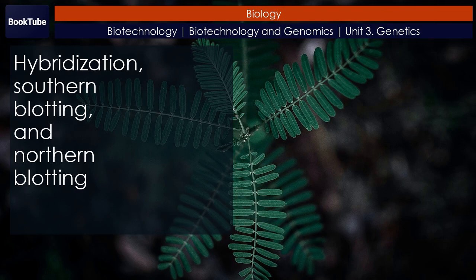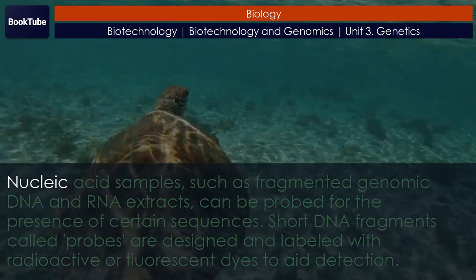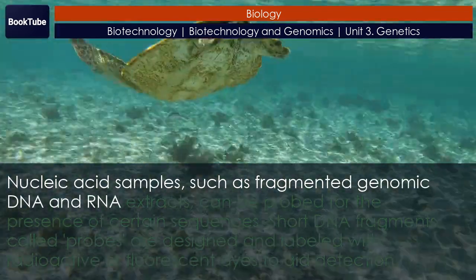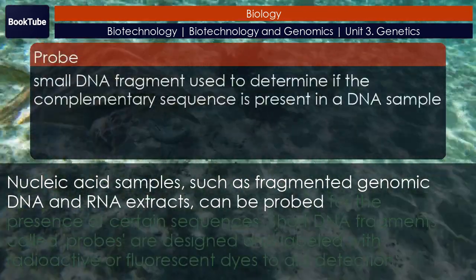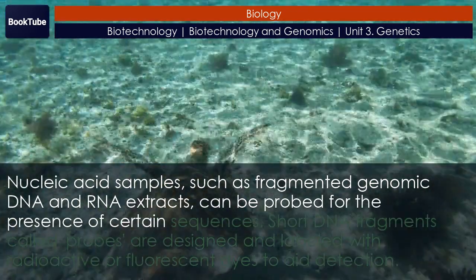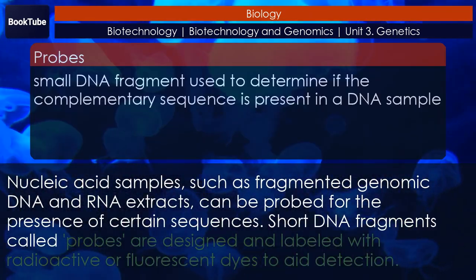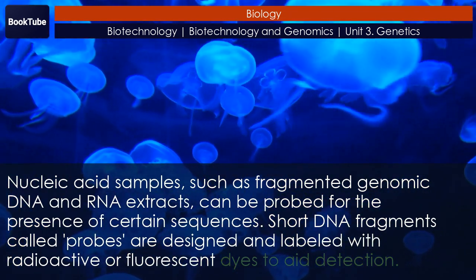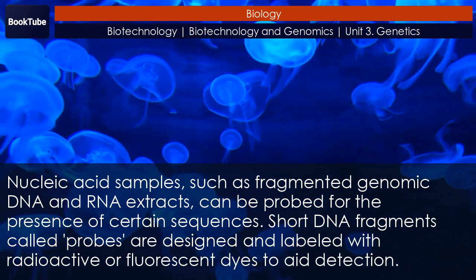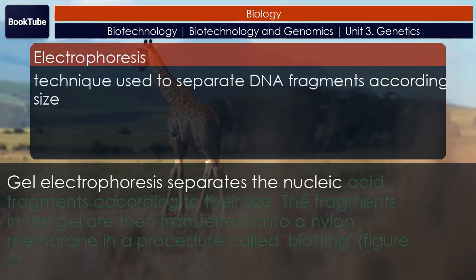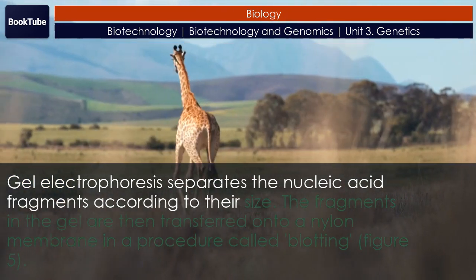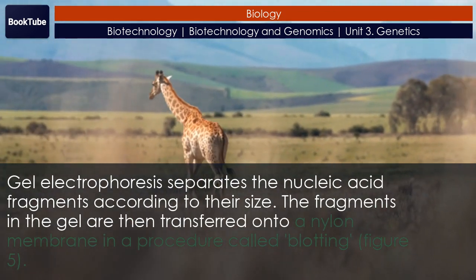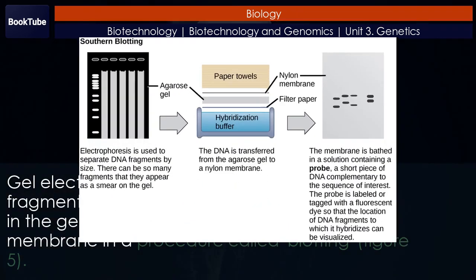Hybridization, Southern blotting, and Northern blotting. Nucleic acid samples, such as fragmented genomic DNA and RNA extracts, can be probed for the presence of certain sequences. Short DNA fragments called probes are designed and labeled with radioactive or fluorescent dyes. To aid detection, gel electrophoresis separates the nucleic acid fragments according to their size. The fragments in the gel are then transferred onto a nylon membrane in a procedure called blotting.